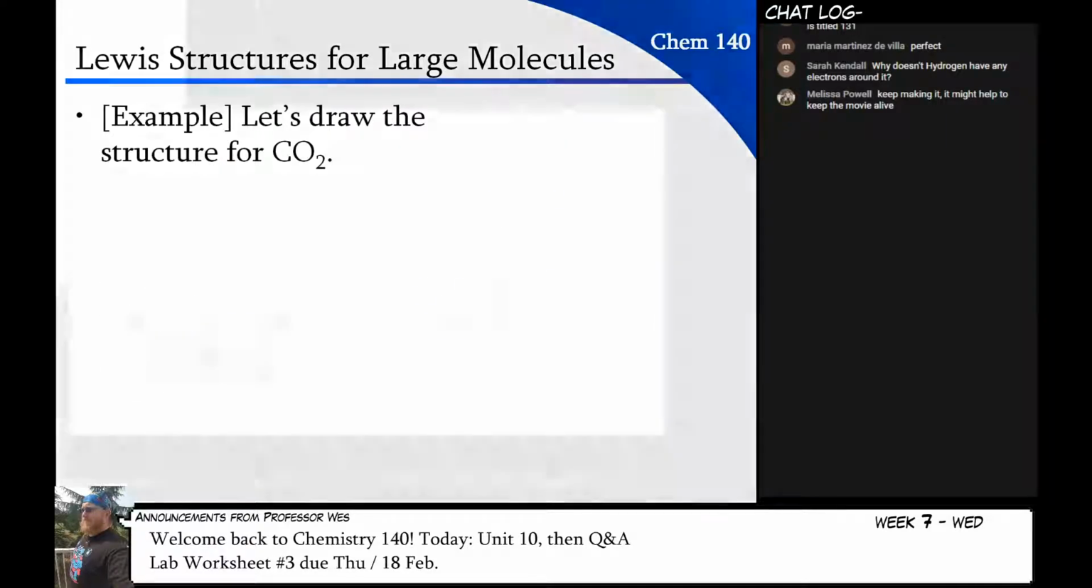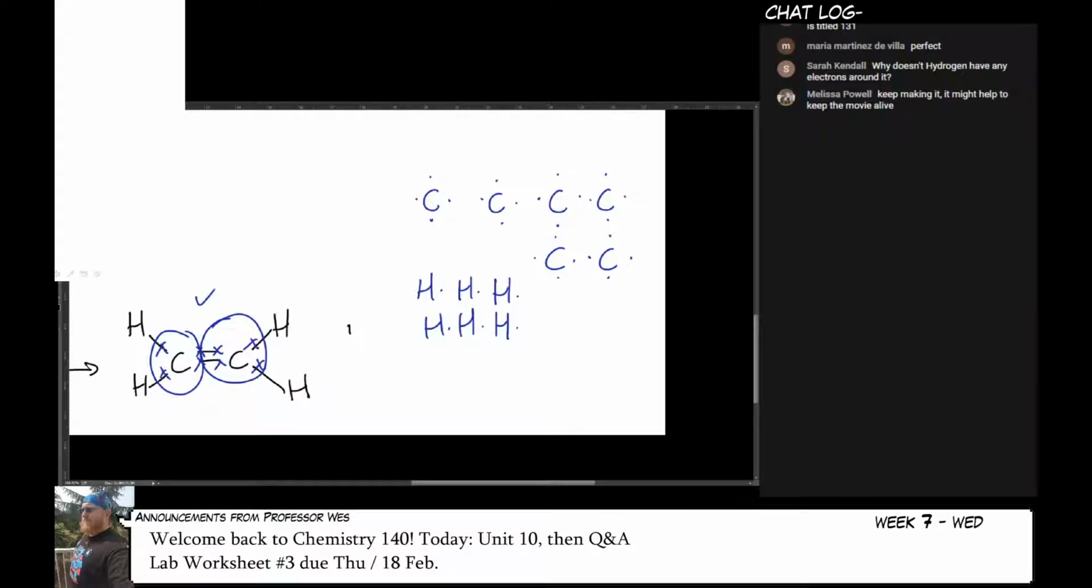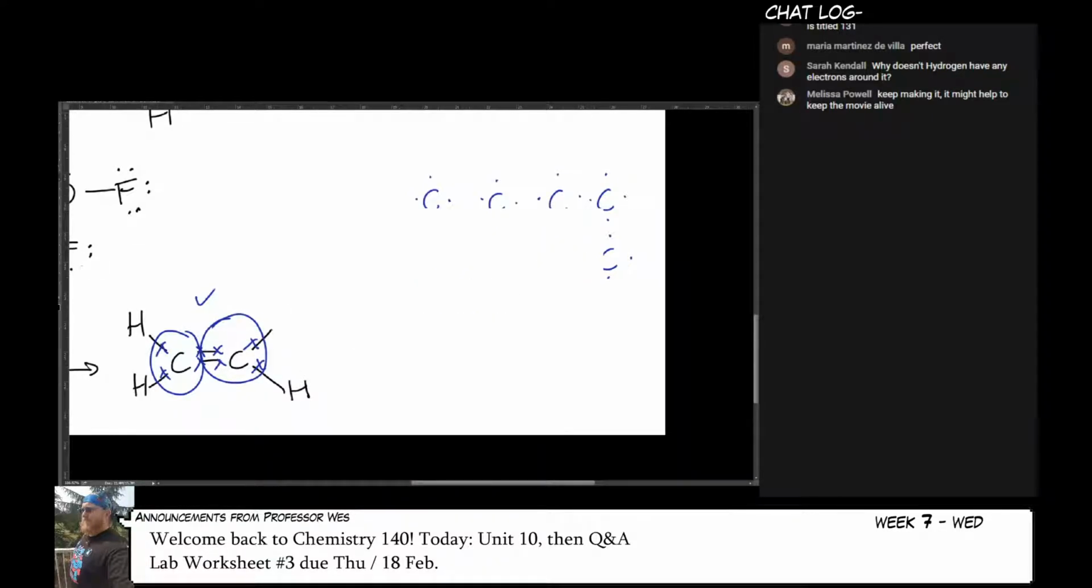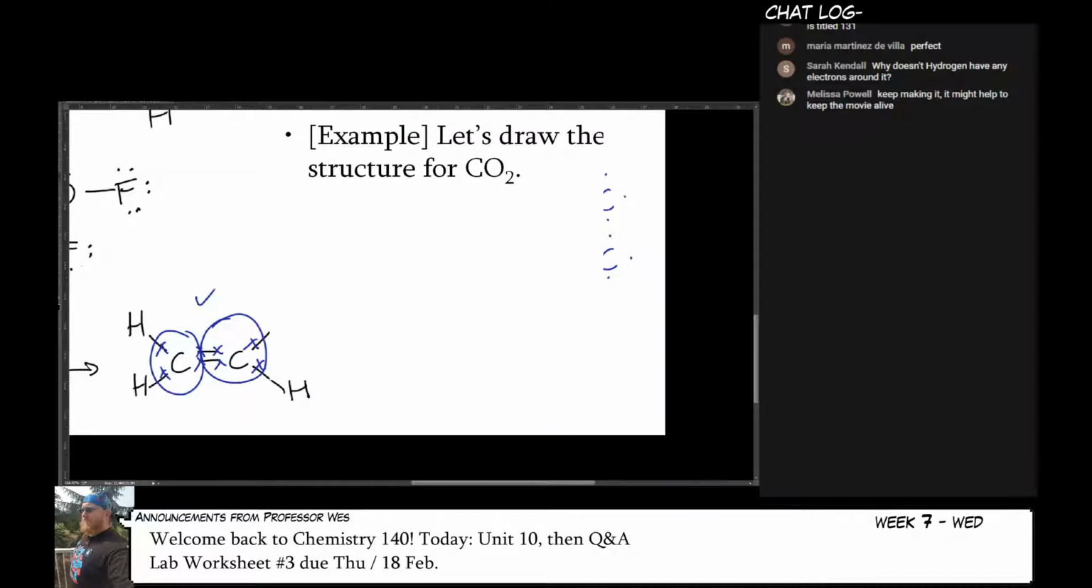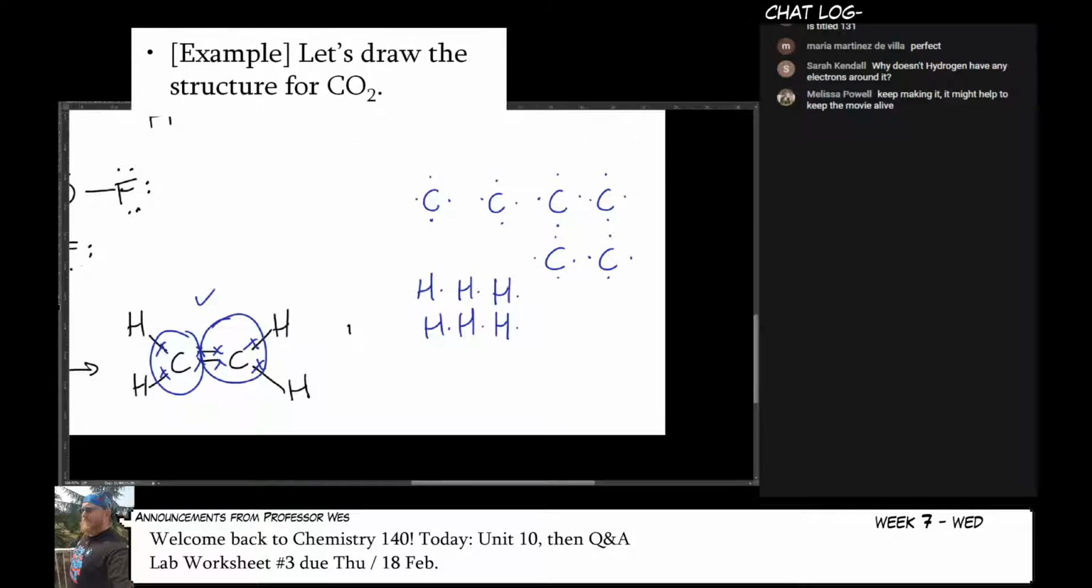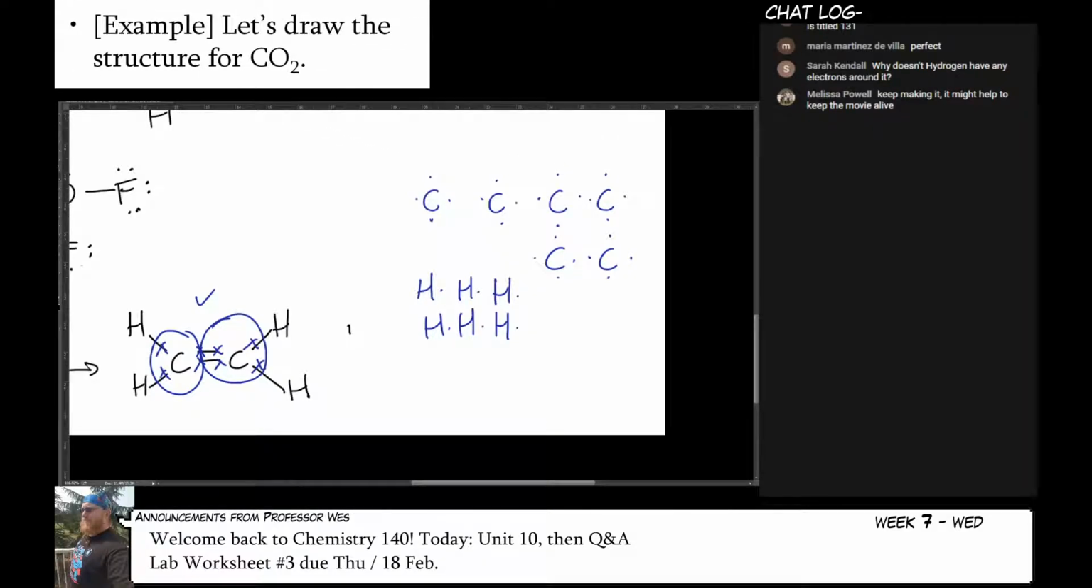So let's do CO2. Let's follow this idea for CO2. All right, we're going to use the 5-step approach.